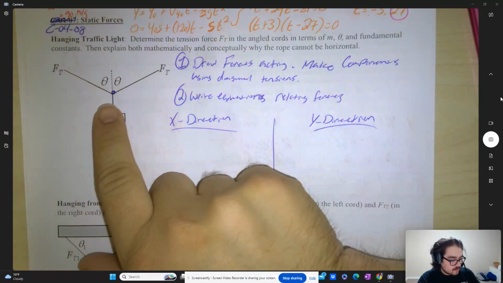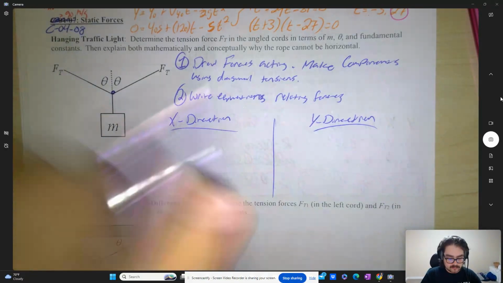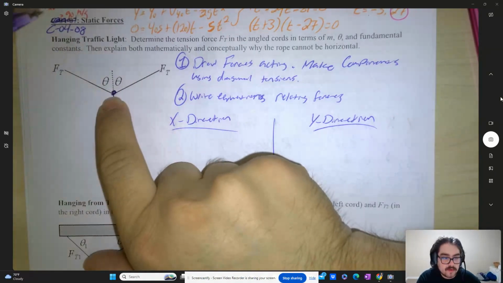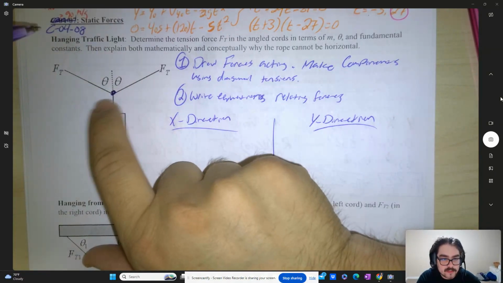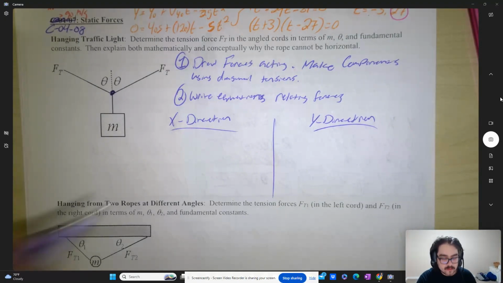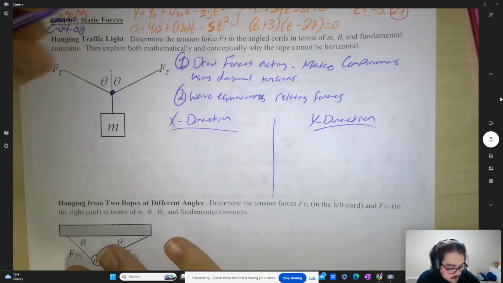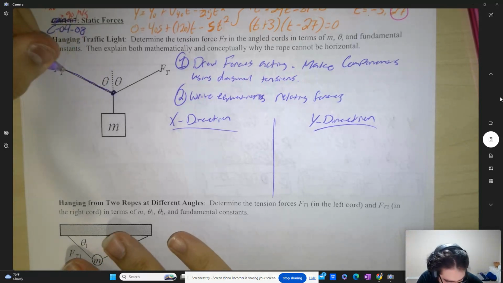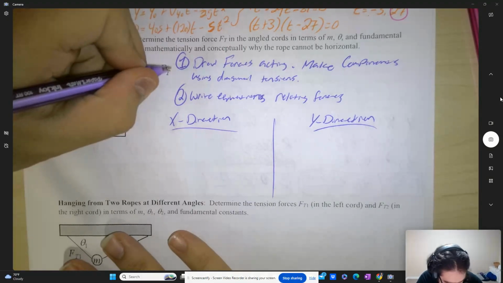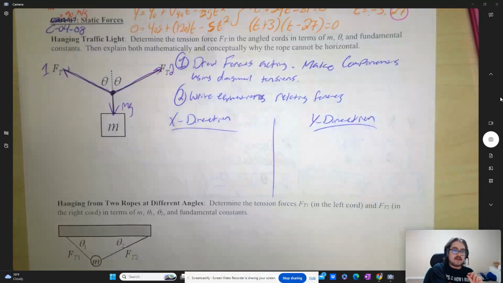So I'm basically taking this into consideration. I'm calculating the forces with respect to that point where the cords meet, on the box. It's only really this tension, but we're talking about this one right here. Well, I've got T1, T2, and then we've got mg of the box going down.